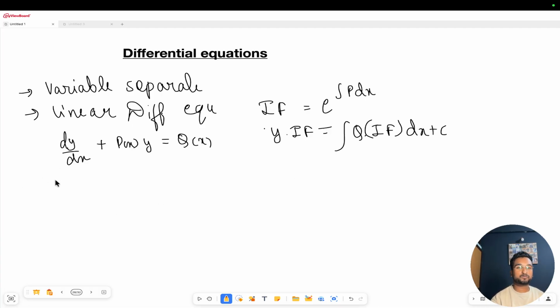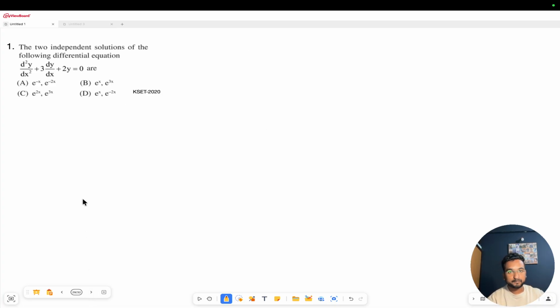So these are the two famous things. Then in second order differential equation we will discuss the question. From there you will get to know. And then some special functions are there that we will discuss later. First, let us see what will be the two independent solutions of the following differential equation.